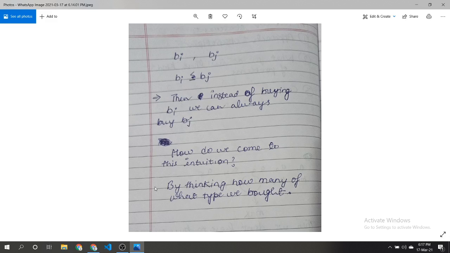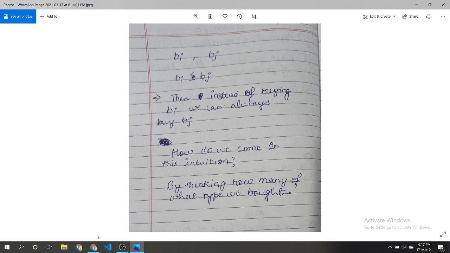We can come to that thought with this argument. Let's say we bought a second flower of the i-th type and a second flower of the j-th type, and let's say that b_i is less than or equal to b_j. Then instead of buying a second flower of the i-th type, we can always buy a second flower of the j-th type, because it will always be beneficial or equal to us.